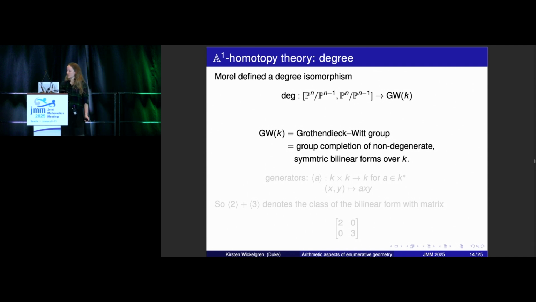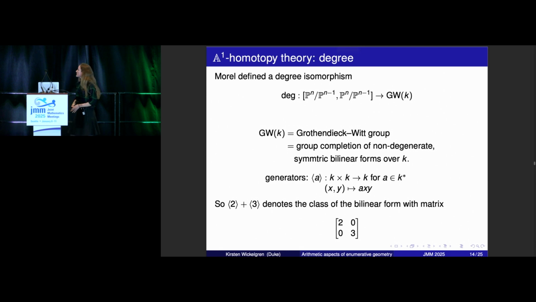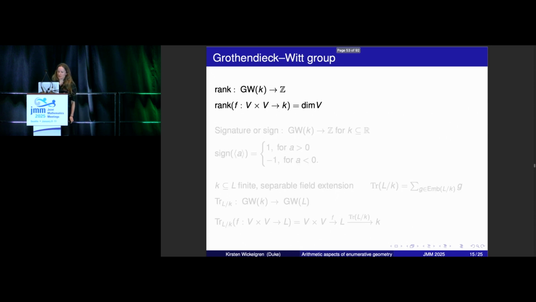Over a field, we can always diagonalize forms. So we've got generators for this group that we'll denote with angle brackets a. So these are on a one-dimensional vector space K, and the angle brackets a is the bilinear form from K cross K to K that takes xy to axy for a in K star. So for example, this angle 2 plus angle 3 is the class of the bilinear form whose Gram matrix is 2 and 3.